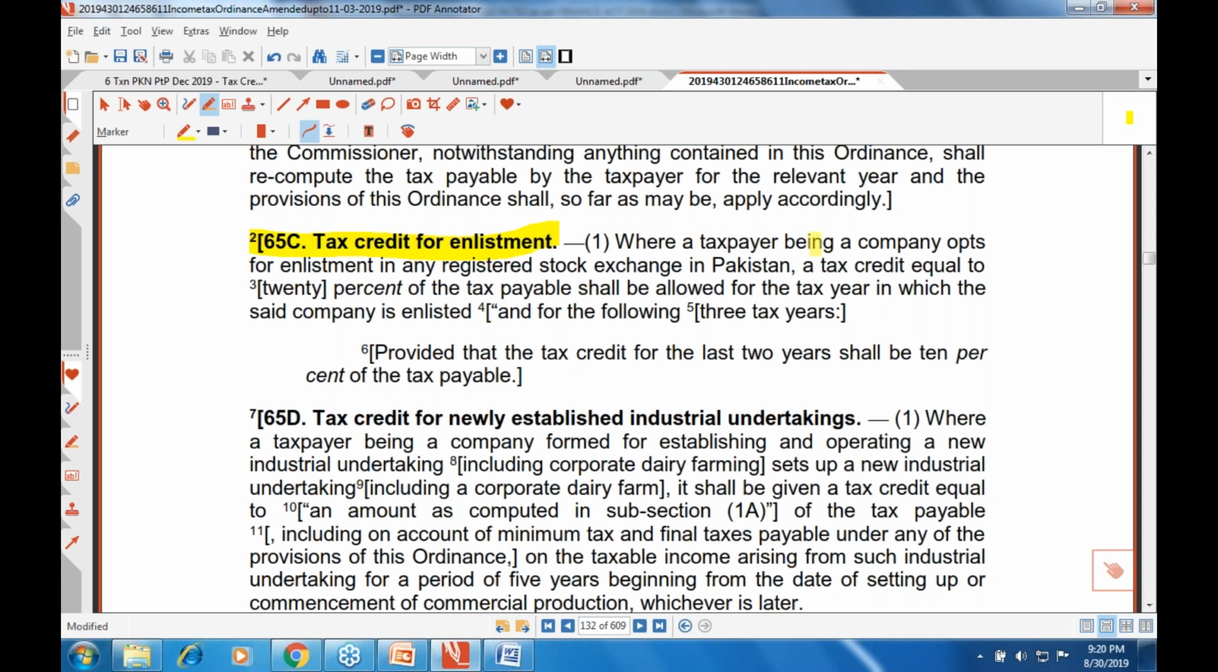It says where a taxpayer, being a company, opts for enlistment in any registered stock exchange, a tax credit equal to 20% of the tax payable shall be allowed for the tax year in which said company is enlisted and for the following 3 tax years. So that's encouragement. If you get listed, then the first year 20%, second year 10%, and third year also 10% tax credit is claimable. This is how you claim the tax credits if you get enlisted on any of the stock exchanges in Pakistan.